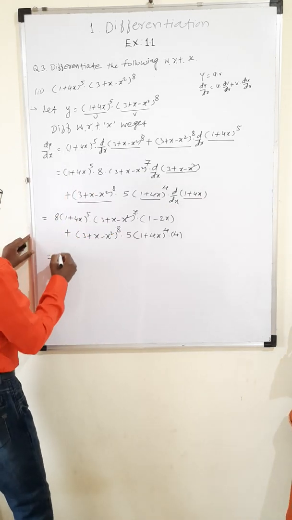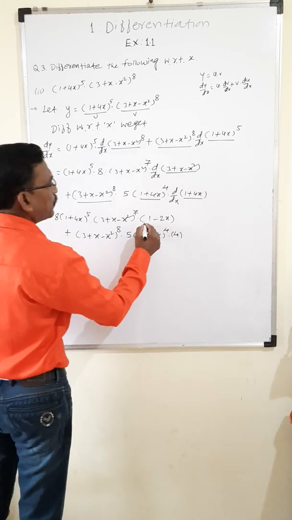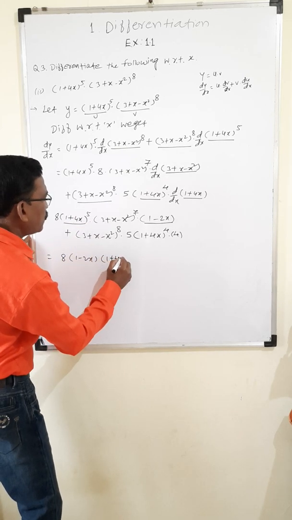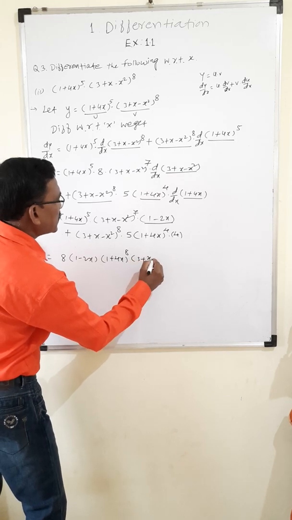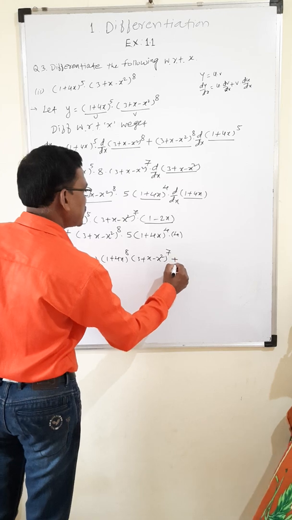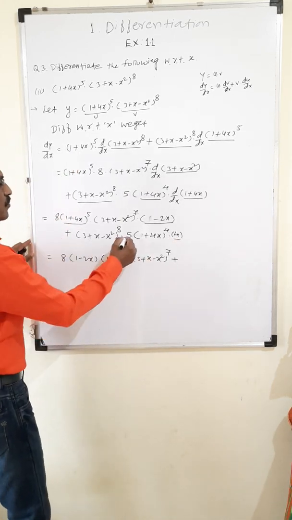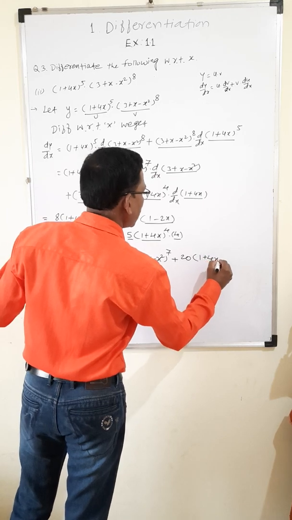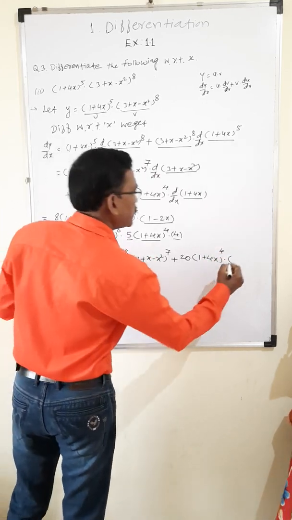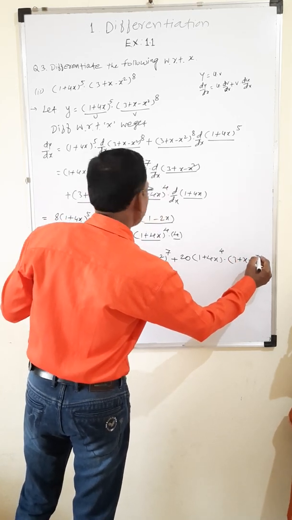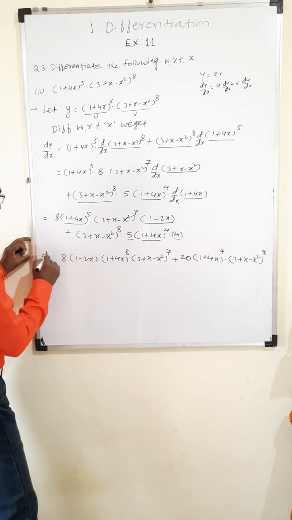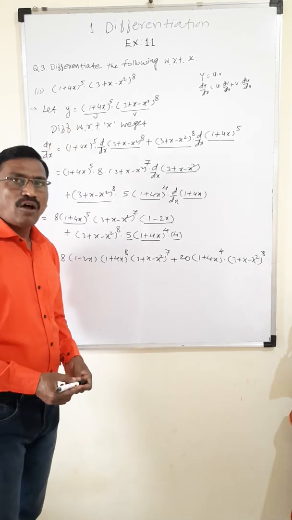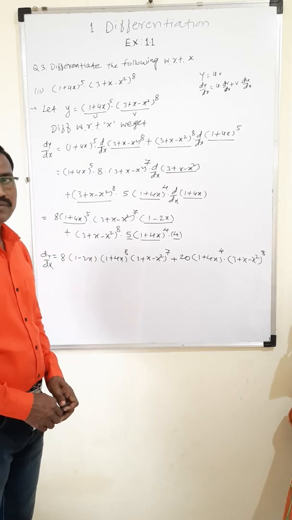and in the last here 8 into, we take this bracket first, 1 minus 2x into, now this bracket 1 plus 4x to the power 8 into 3 plus x minus x square to the power 7 plus multiply 4 here, 4 fives are 20, into, again we take this bracket first, 1 plus 4x to the power 4 into this bracket 3 plus x minus x square to the power 8, and this is the final derivative of our given function. Now we take the next problem.